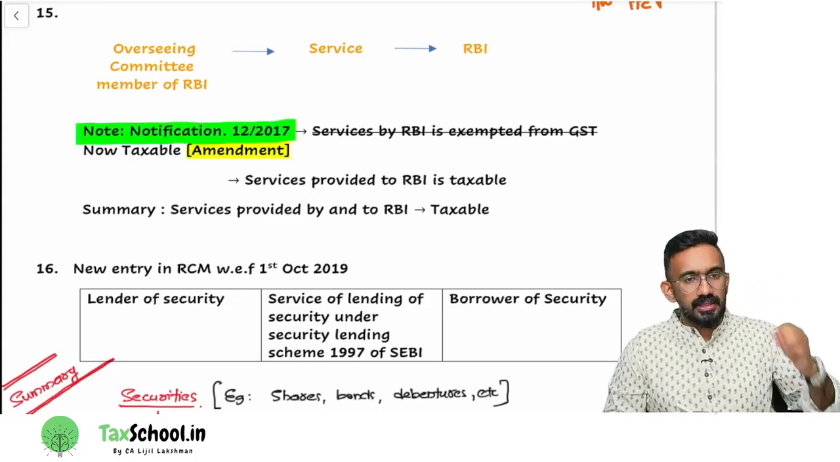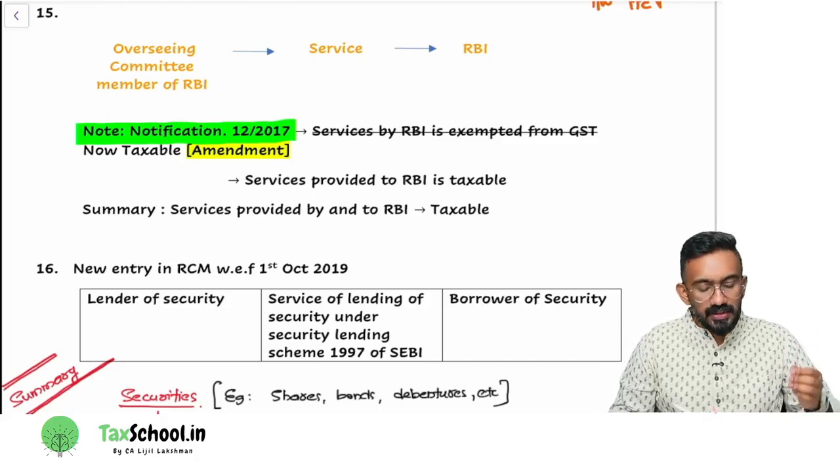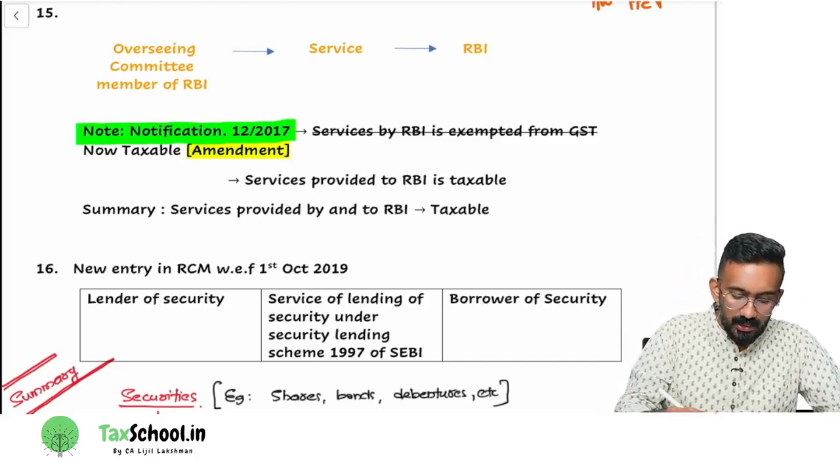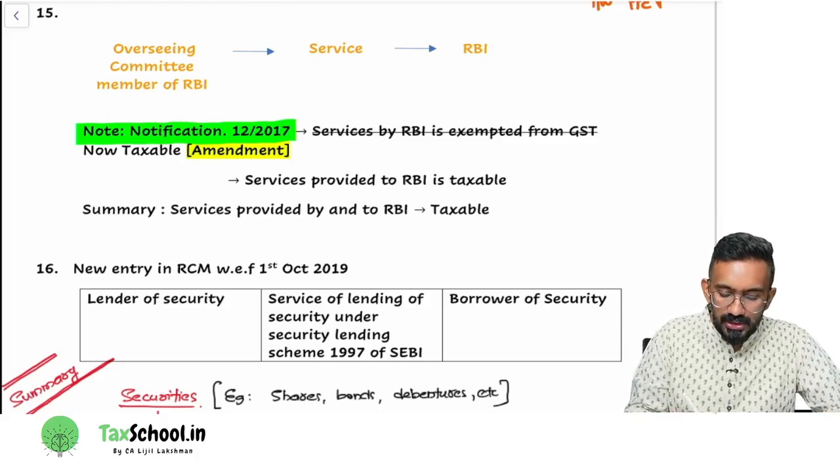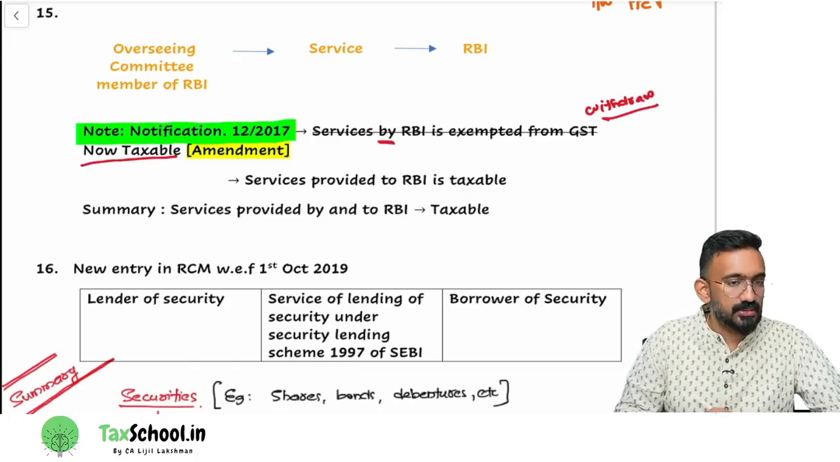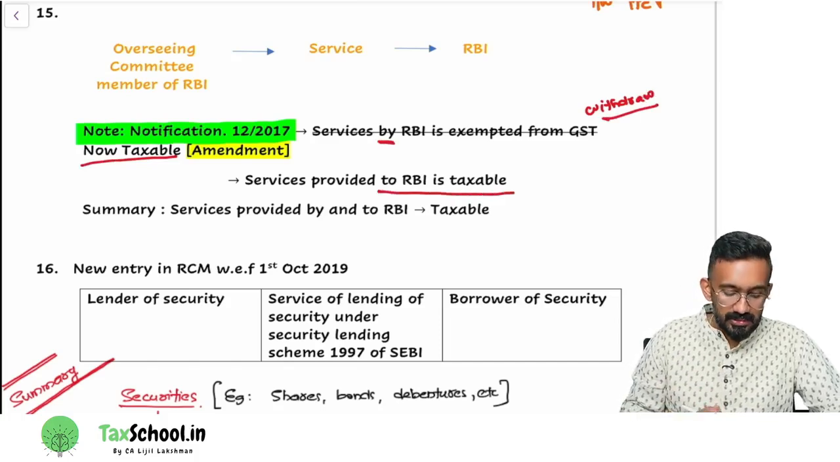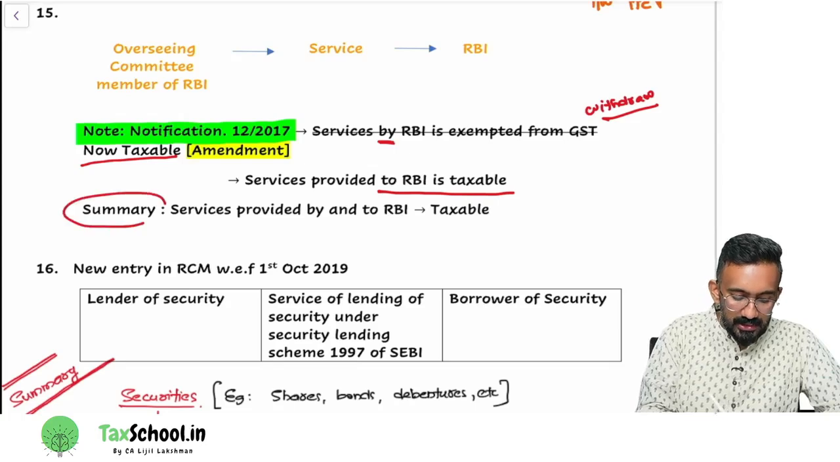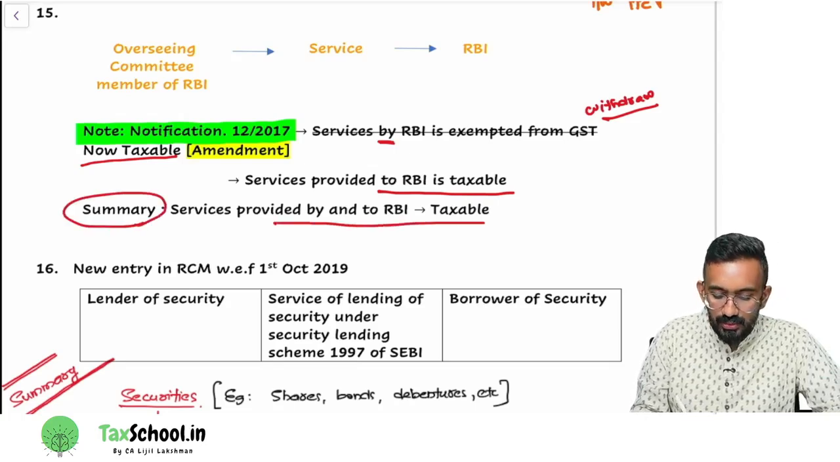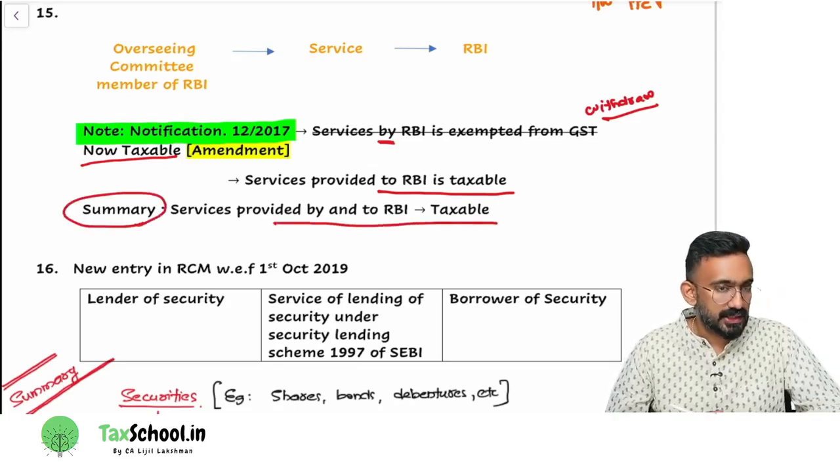Now, earlier, there used to be an exemption for services provided by RBI. But what happened now? This exemption, I have crossed it. So this exemption is withdrawn. What is the scenario now? Services provided by RBI are now taxable. Services provided to RBI were always taxable. So we can put a summary here. Services provided by and to RBI are fully taxable.